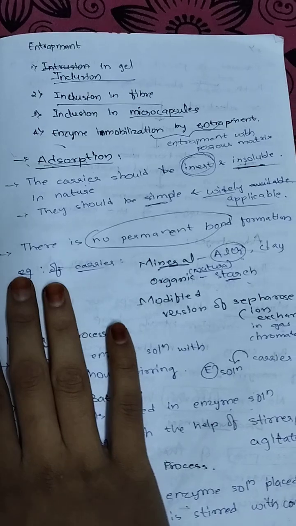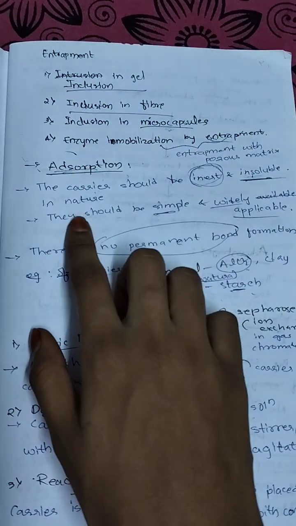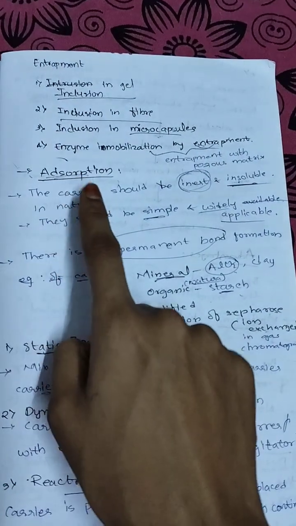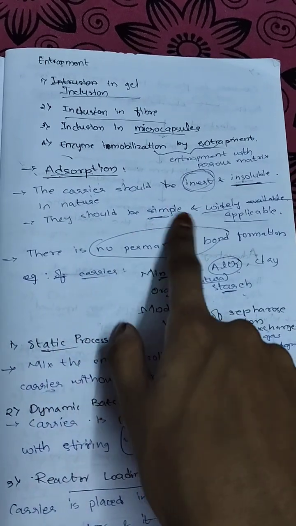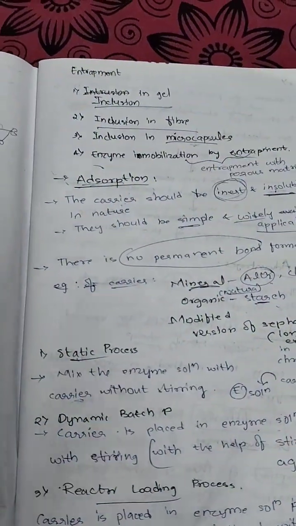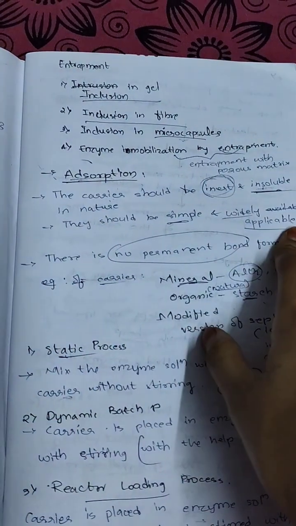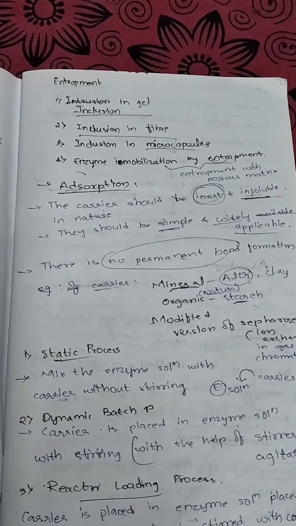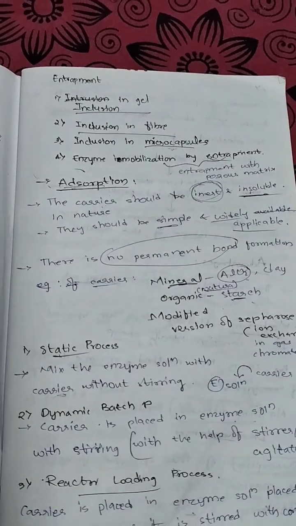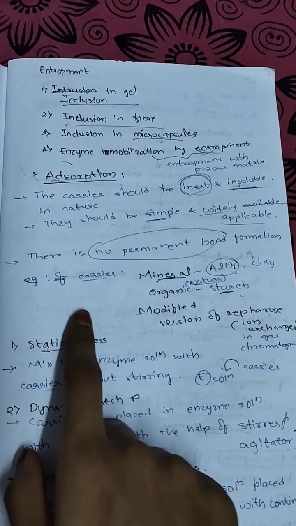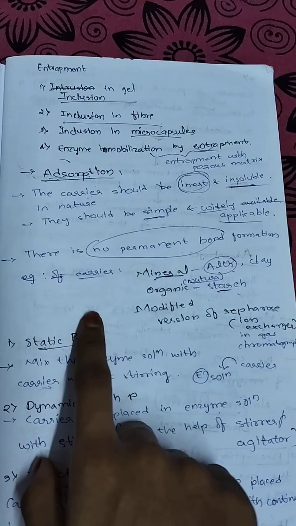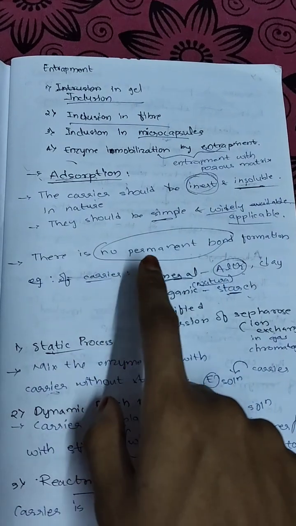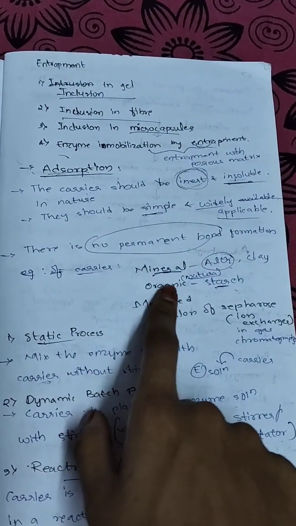First is adsorption. In the adsorption process, the carrier used should be inert and insoluble, simple and widely applicable, and there is no permanent bond formation. The enzyme just adsorbs onto the carrier molecules. The carriers involved are mineral and organic. Mineral is aluminium oxide and organic is starch.